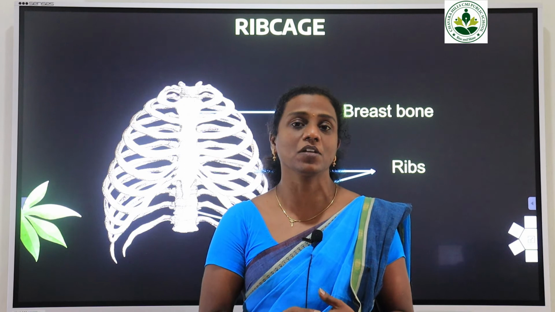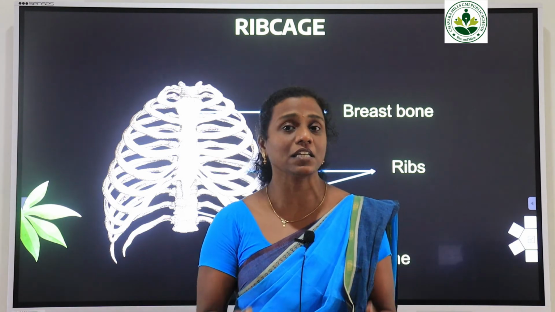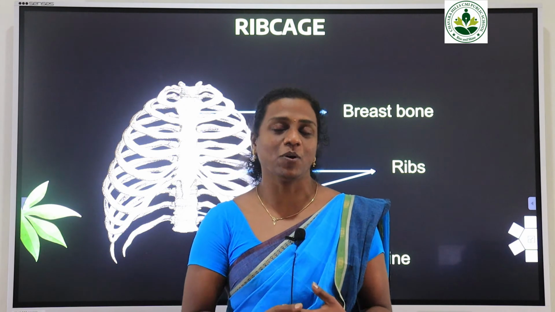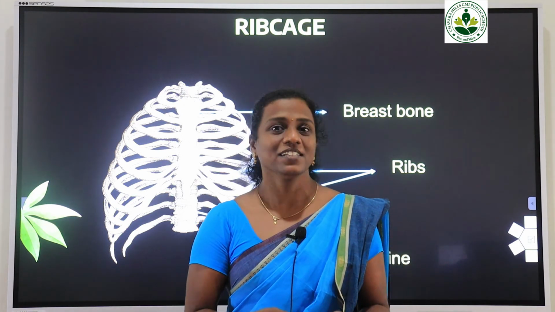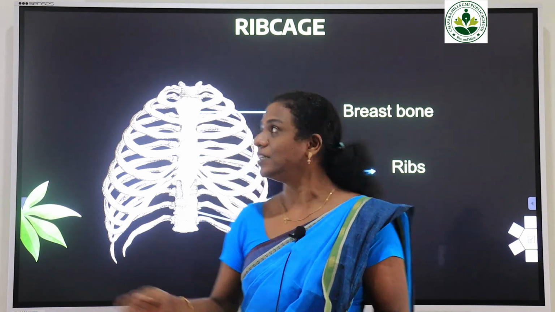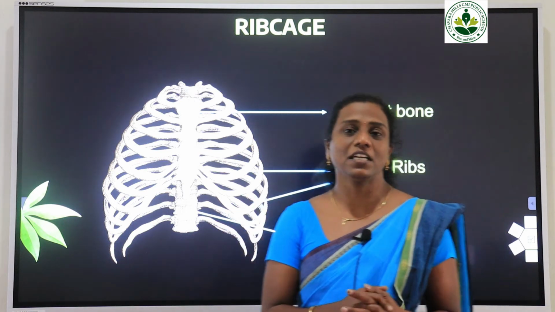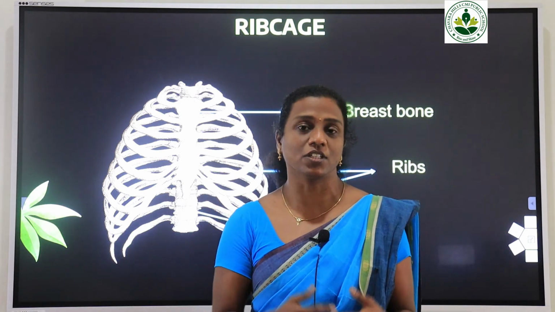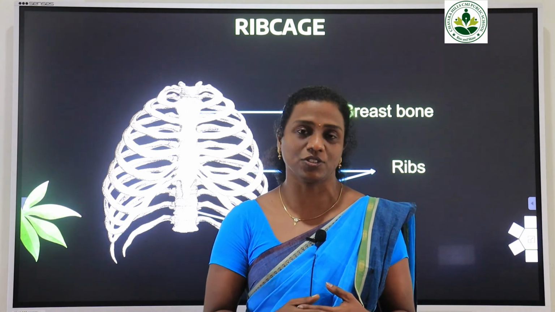Another name of the vertebral column is backbone. Then one more name is there, spine. So we are studying three names for the backbone: backbone, spine and vertebral column. Today we are going to study the next part, that is ribcage. From the name itself we can understand what the structure may be. Yes, it has a cage structure.